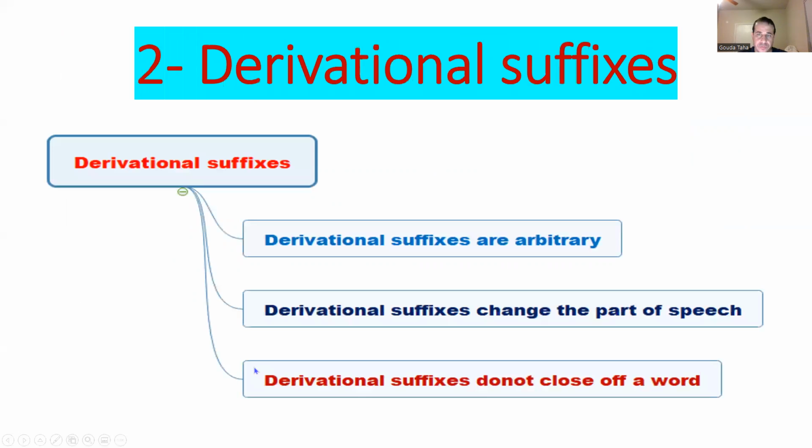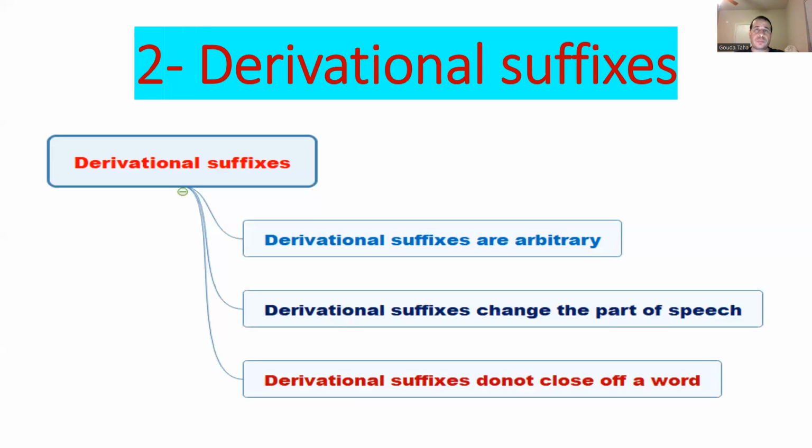While the derivational morphemes are quite different from the inflectional morphemes in different aspects. First of all, they are countless. We cannot count them. There are so many derivational suffixes in English. Secondly, they are arbitrary, so we do not have one fixed rule. For example, we cannot add -ion or -tion to all verbs to become nouns, because some verbs take, for example, -ity, like identify, identity. Some other verbs take -ness, like happy, happiness.